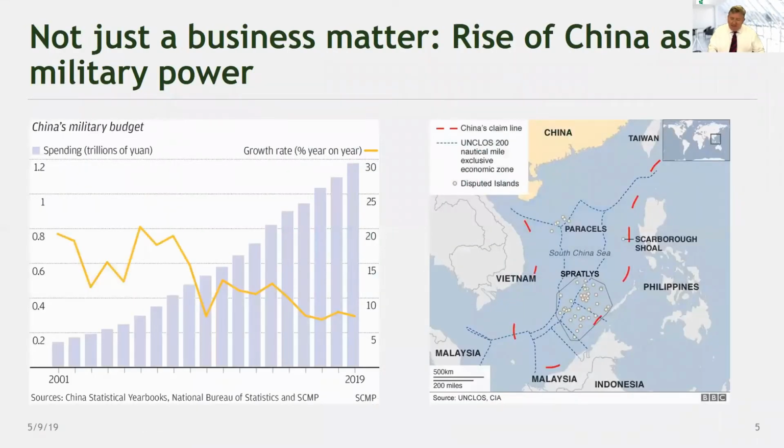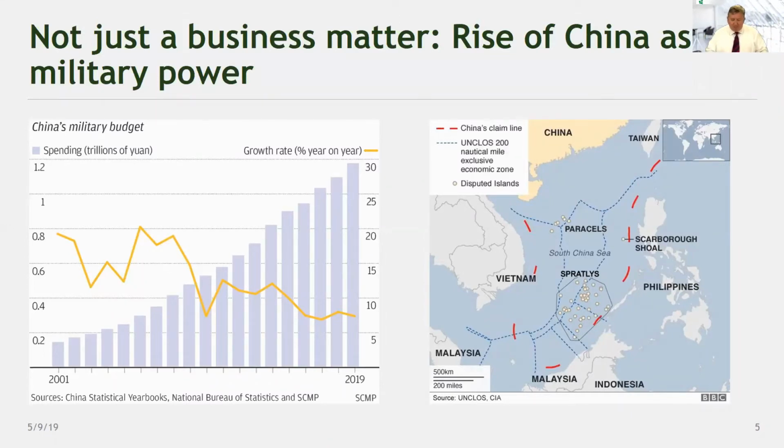Now, the business side of this, which I've just talked about, the trade and the investment side, is also matched by the rise of China as a military power. I'm not going to say too much about the geopolitical side of this, but it would be wrong to forget this and to overlook this. And so on this slide here, I show you since the year 2000, the phenomenal increase in Chinese spending on its military. And on the right-hand side, you can see a map which shows with dotted red lines just how much of the South China Sea the Chinese think belongs to them. And this, of course, is something which puts them at odds with a lot of their trading partners and neighbors.